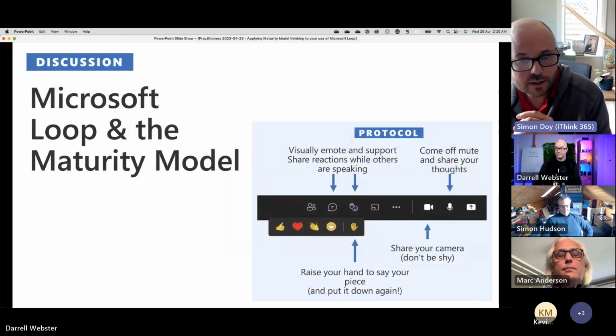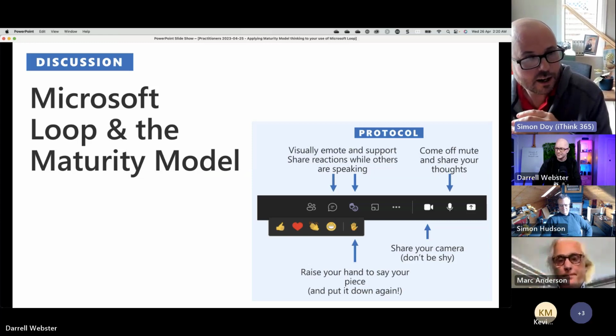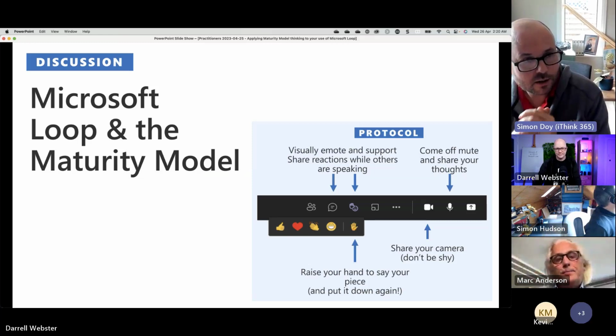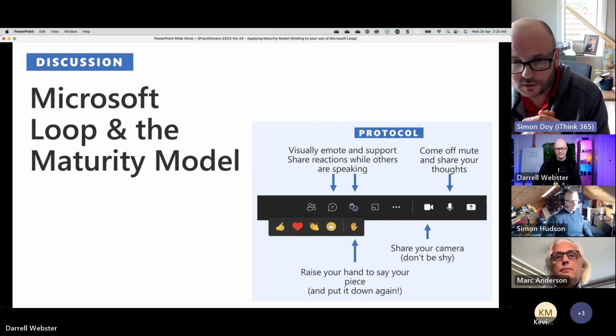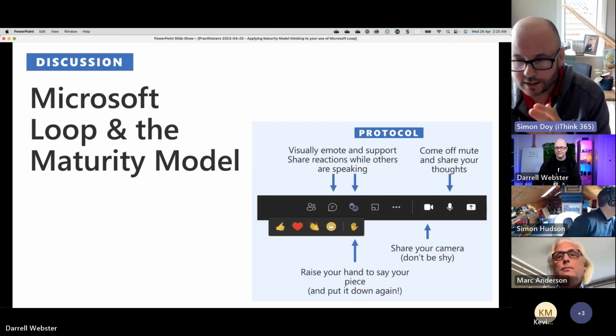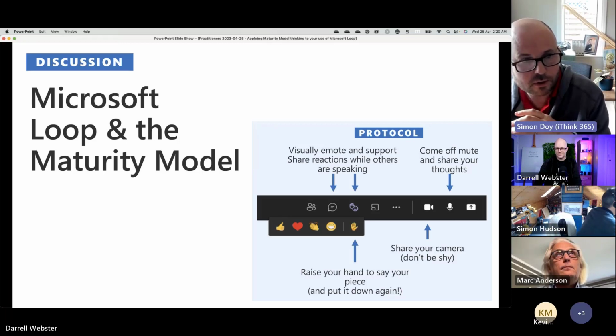Next slide, please. So I'm going to hand over to Darrell and Simon, who have really been spending a lot of time on this while we were sunning it up at the MVP Summit last week. This is a discussion around the Microsoft Loop maturity model, and as we said before, please react, get involved, raise your hand if you've got comments or ideas, and you want to ask questions and provide your input to this session.